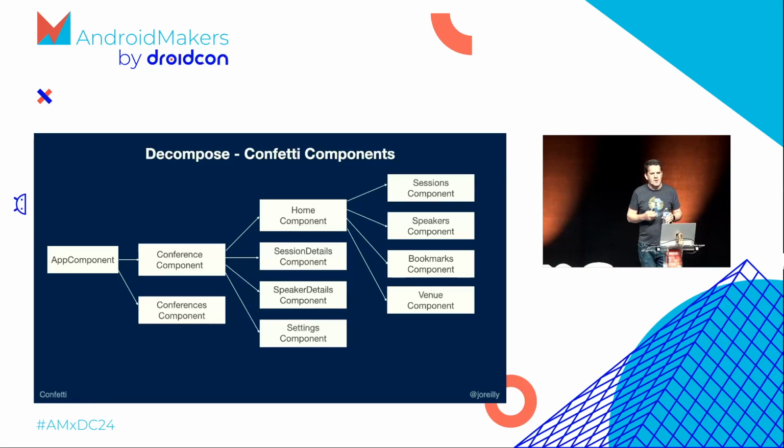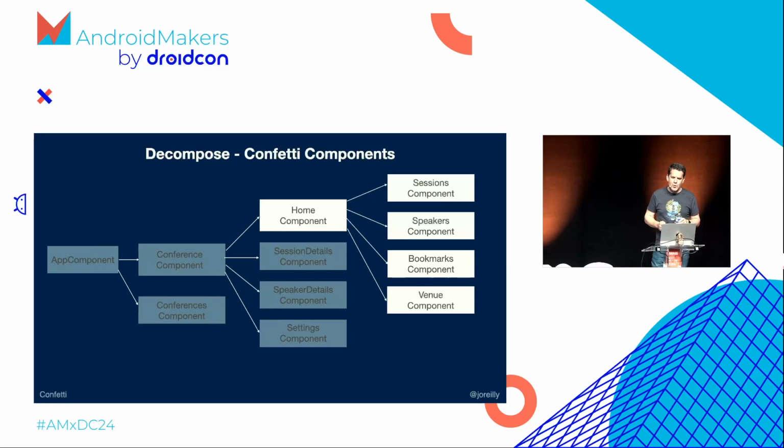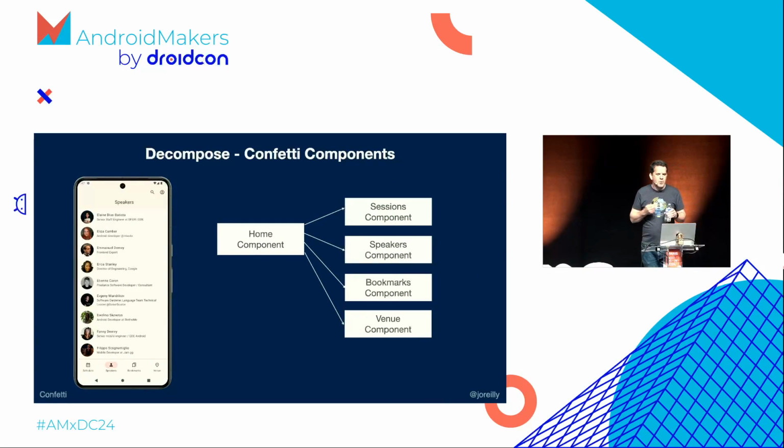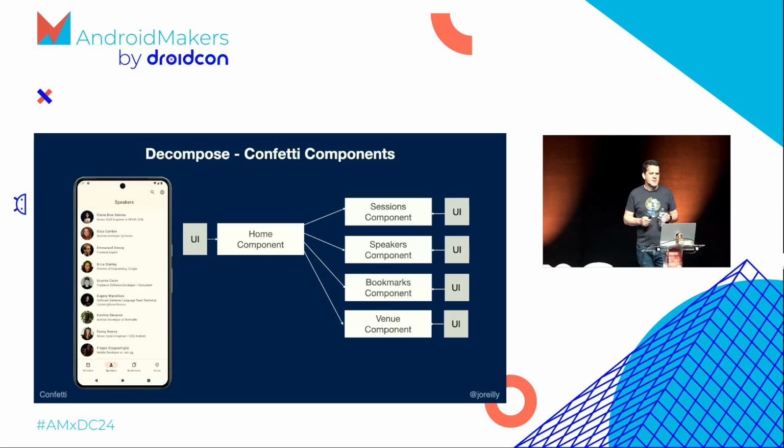So these are most of the Decompose components used in the Confetti project. We see, for example, ones for the list of conferences, session info for a particular conference, speakers, bookmarks, venue, etc. And if we focus in, for example, on these particular components, these are the set of components associated with the screens we can navigate to from the home screen as shown here, corresponding to tabs at the bottom: sessions, speakers, bookmarks, and venue. And a key thing here is that the components themselves know nothing about the UI. We just hook up particular UI screen elements to the appropriate component.